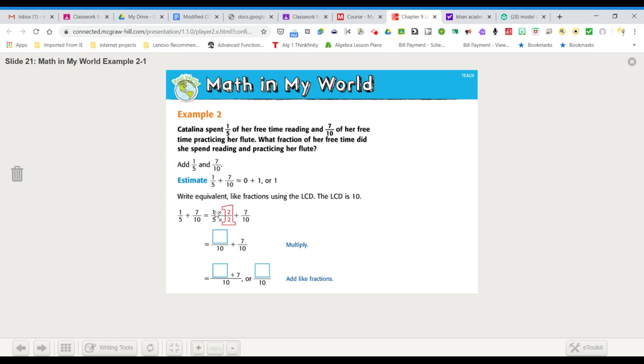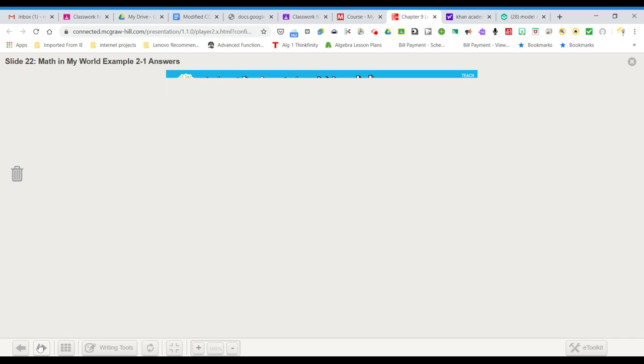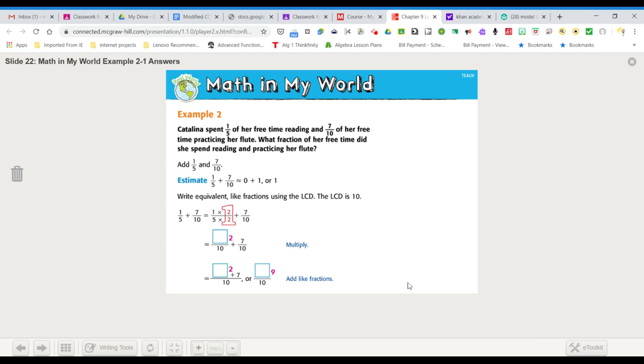But 1/5 had to be turned into tenths. To do that, 5 times 2 is 10. And 1 times 2, you all know, is 2. So now we have 2/10 plus 7/10. We're adding our numerators here. 2 plus 7 is equal to 9. So we end up with an answer of 9/10.